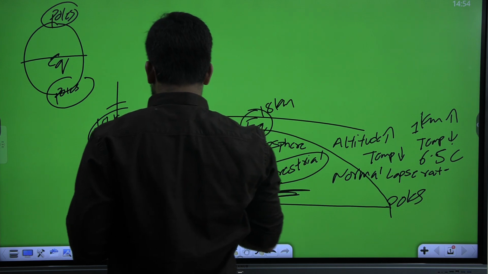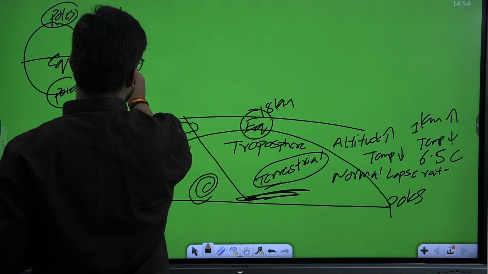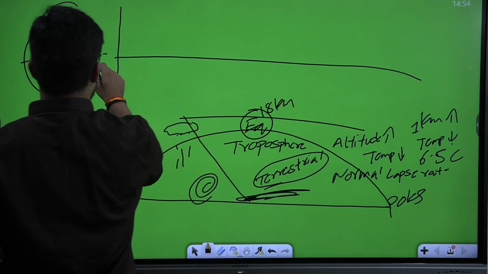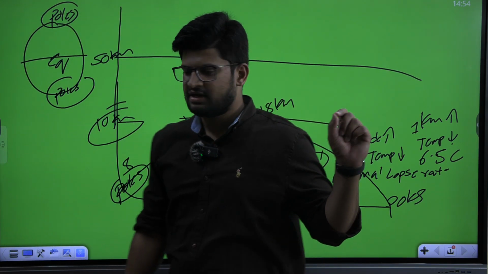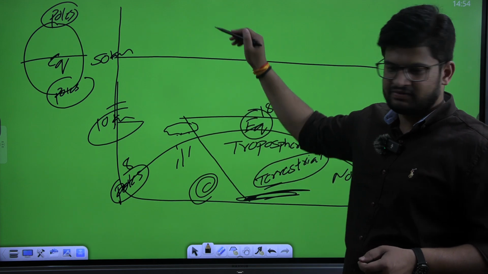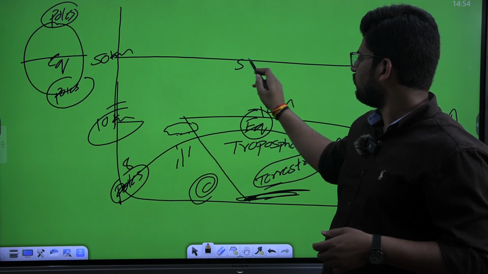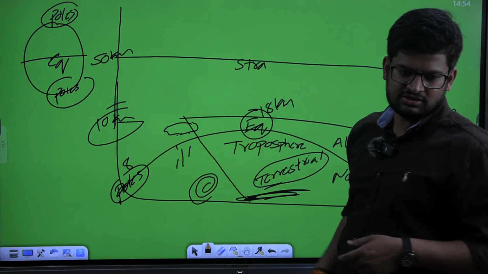The next layer is the stratosphere. It extends up to 50 kilometers, from 10 to 50 kilometers. And what happens in the stratosphere? What happens to temperature in the stratosphere?